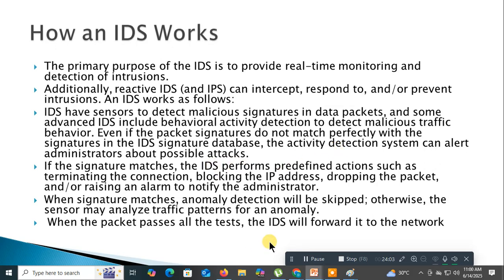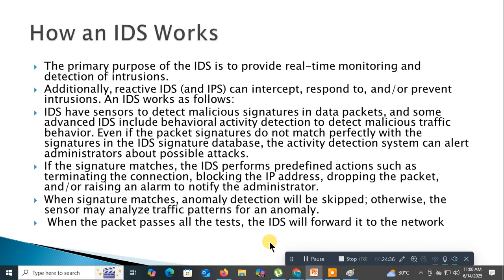IDS performs the predefined actions such as terminating the connection, blocking the IP address, dropping the packet, and raising an alarm to notify the administrator. This very malicious activity is going on. It alerts the network administrator. If the matching pattern is there, the new pattern, new virus they created, they send this packet into the network, then the IDS fails. What happened then?